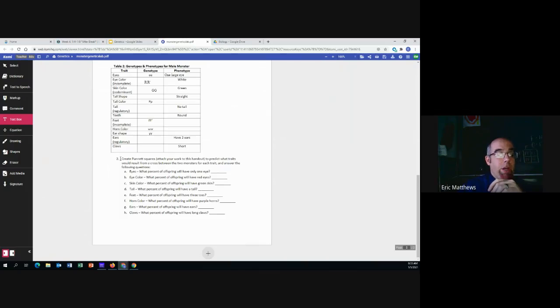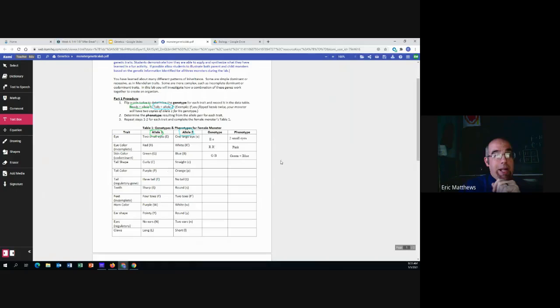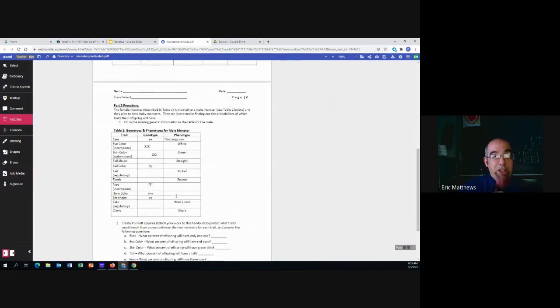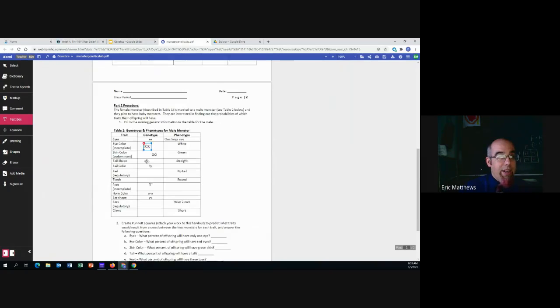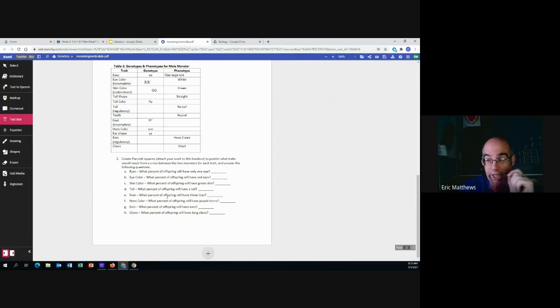And now we're going to come down and we're going to make Punnett squares. Now, you're going to need to attach your work because I want to see all 8 of these Punnett squares. You're going to take your two monsters, the female monster that you flipped for in part 1 on Tuesday, the male monster that you figured out on Wednesday. We have both of their genotypes here and here, and now you're going to make Punnett squares for each one of these crosses for eyes, eye color, skin color, tail, feet, horn, ears, claws. And you're going to answer your percentages for each one.